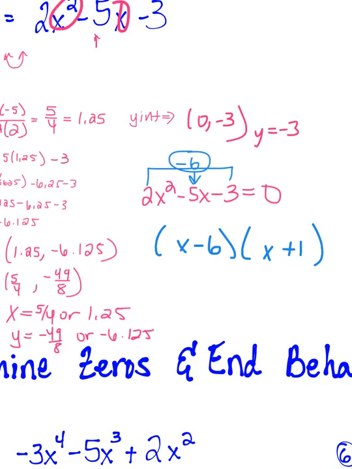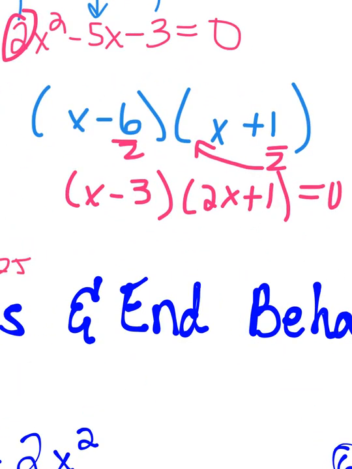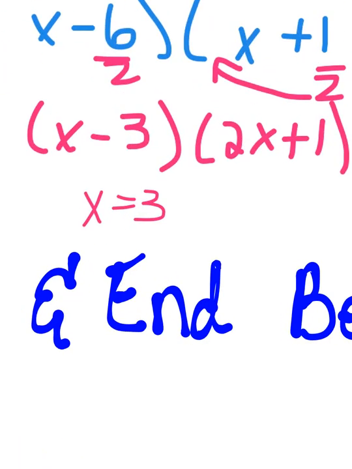X equals... My a term is not 1, so I have to put a 2 underneath here. What is 6 divided by 2? So I have x minus 3. Does 1/2 divide pretty? So it goes out in front here. So it's 2x plus 1, and that equals 0. And then you just solve it. So you'd get an intercept at x equals 3. You can also write it as 3 comma 0.